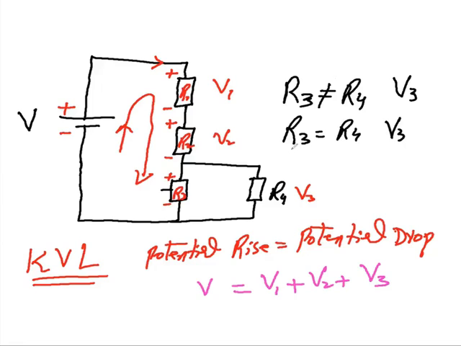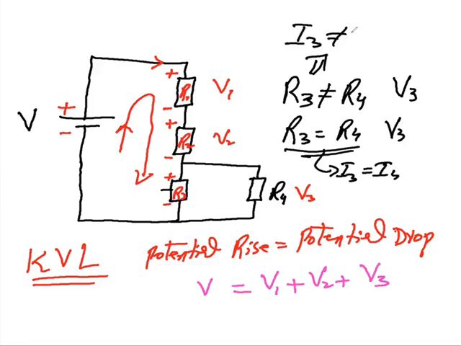In this case, your current will be the same, I3 will be equal to I4. But in this case, your current will not be the same, I3 will not be equal to I4. What's I3 and what's I4? This is I3 and this is I4. But in both cases, the voltage is the same, that is V3, because the connection is parallel.